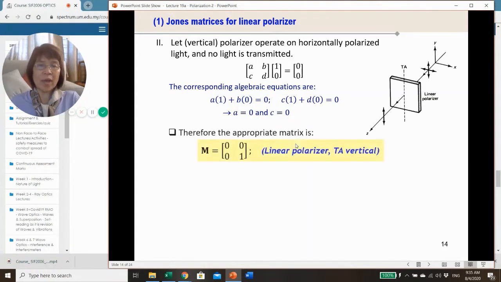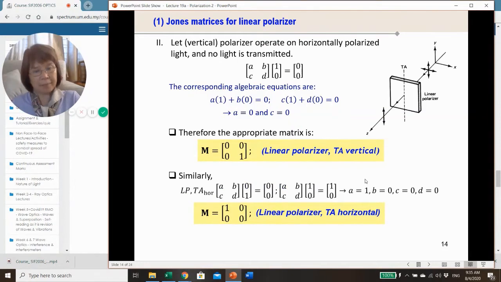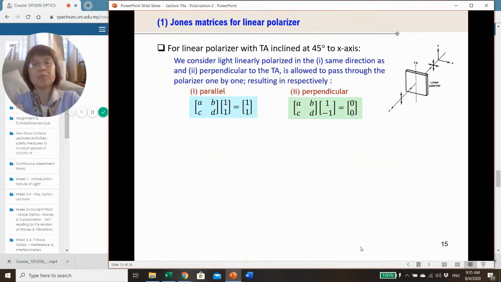So therefore, we have now arrived at the matrix that will represent a linear polarizer with transmission axis vertical, with elements A = 0, B = 0, C = 0, and D = 1. What about a linear polarizer with the transmission axis horizontal? You do the same. Operate them separately, and you find that A is 1, B is 0, C is 0, D is 0. So this will represent the linear polarizer with transmission axis horizontal.